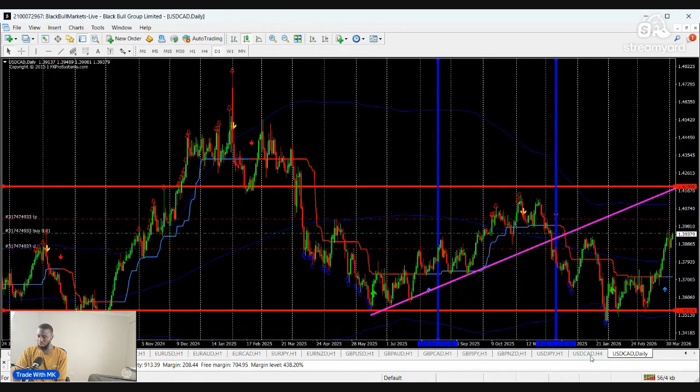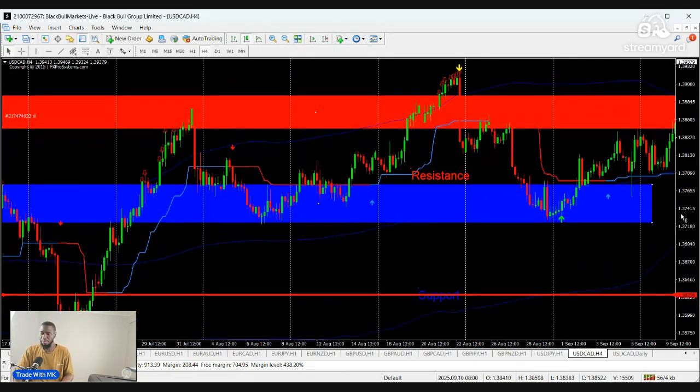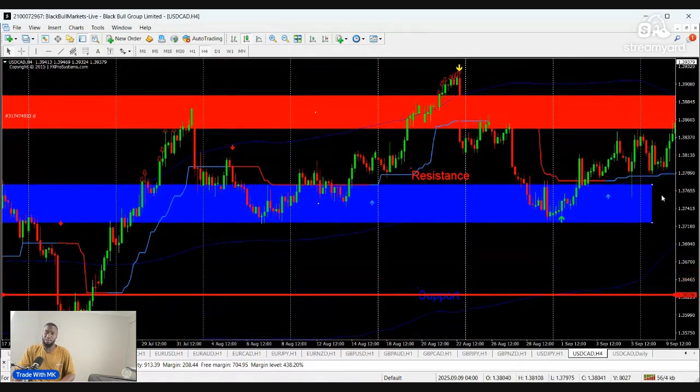So I'll go back to my 4 hour. Now I'm looking for what? I'm only looking for my support. I'm only looking to buy because the daily time frame is already telling me that this trend here has changed and is now heading towards the upper. So I will not be trading the downward trend, I'll be trading the uptrend. The buyers are coming into the market, and I confirm with the daily time frame.